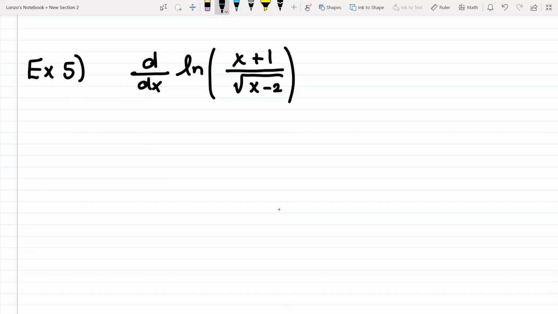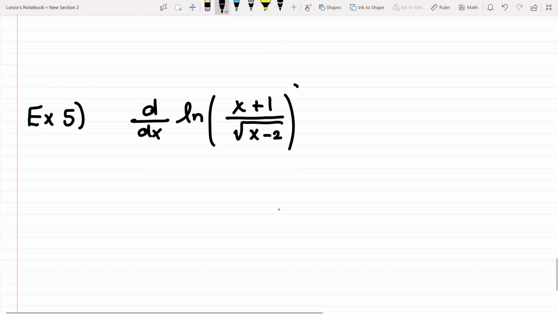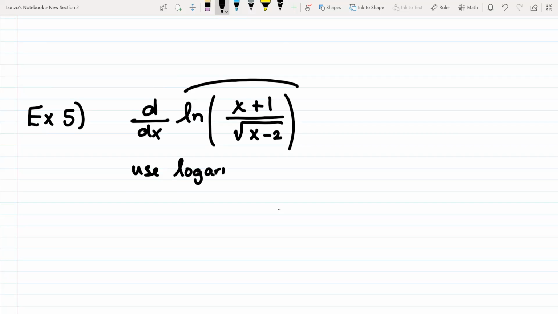Okay, example 5. What are we going to do to take the derivative of this thing? We're going to do logarithmic differentiation. One of the first rules of using logarithmic differentiation is we're going to have to expand using log properties.